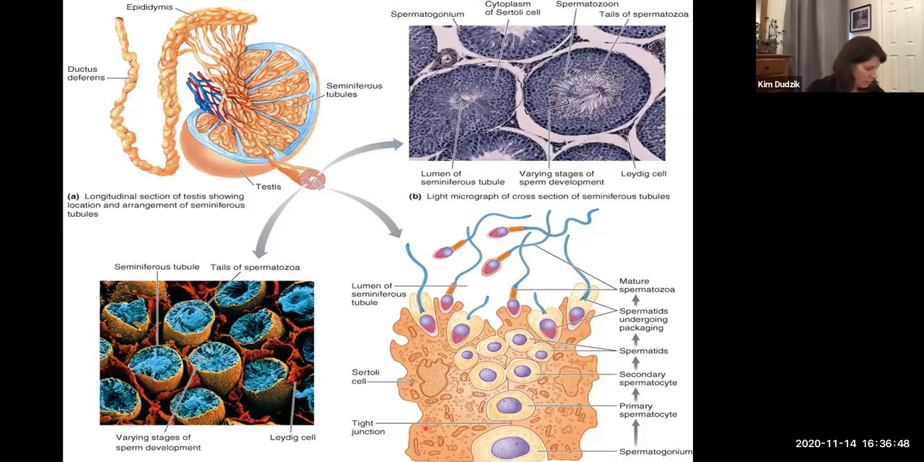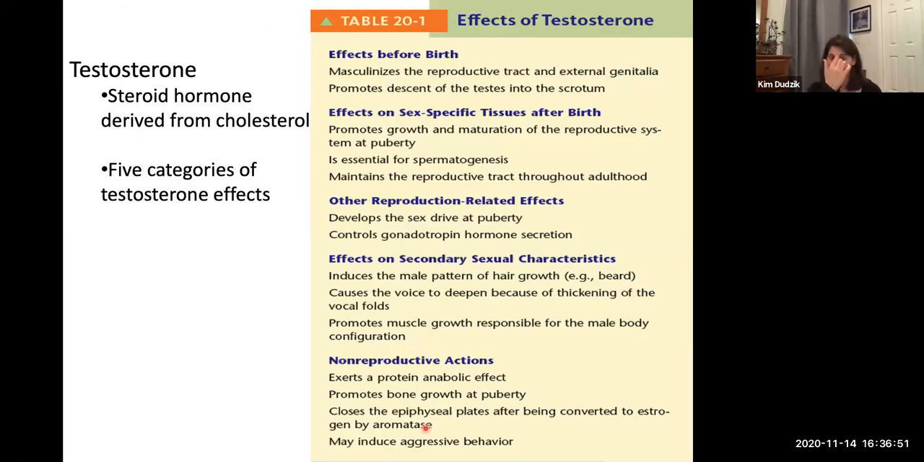So one of the things I just wanted to mention, because we keep talking about testosterone. Testosterone is a very important hormone in males. Again, it's a steroid hormone. It's actually derived from cholesterol. So that makes it lipid soluble. And it does a lot. It has 5 categories of effects. And so it also depends on when it's released.